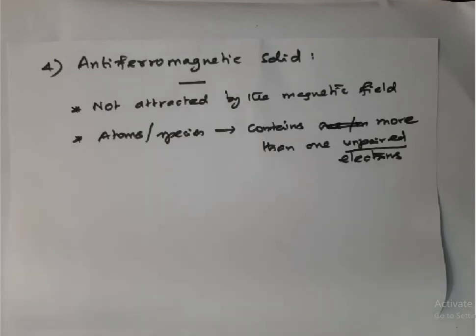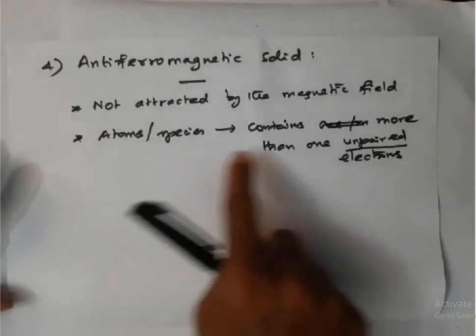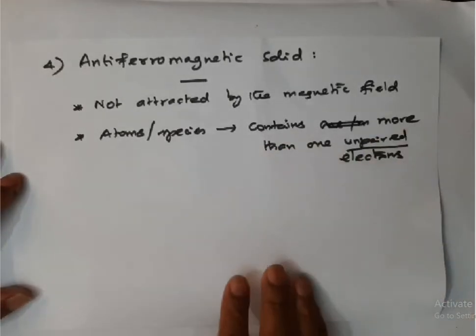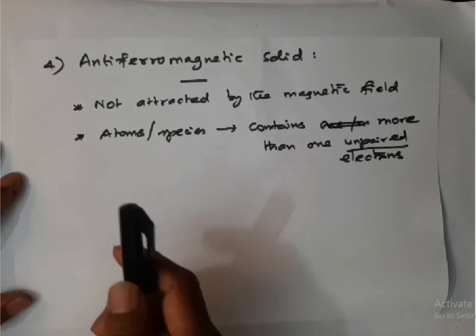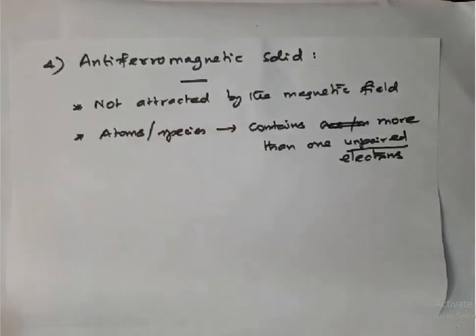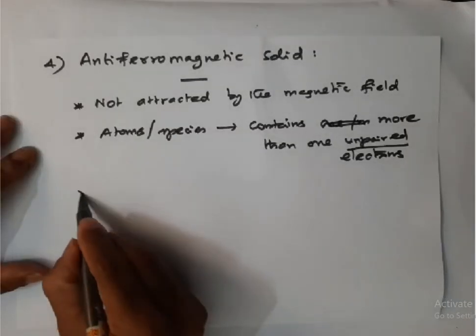See, it contains more than one unpaired electron. Generally we say that when unpaired electron is present, the materials will be attracted by the magnet. In general, we say like this. But anti-ferromagnetic solids are special solids where the atoms contain unpaired electrons, more than one usually, but they are not attracted by the magnetic field. Why? What's the reason? Before that, I'll give you some examples.